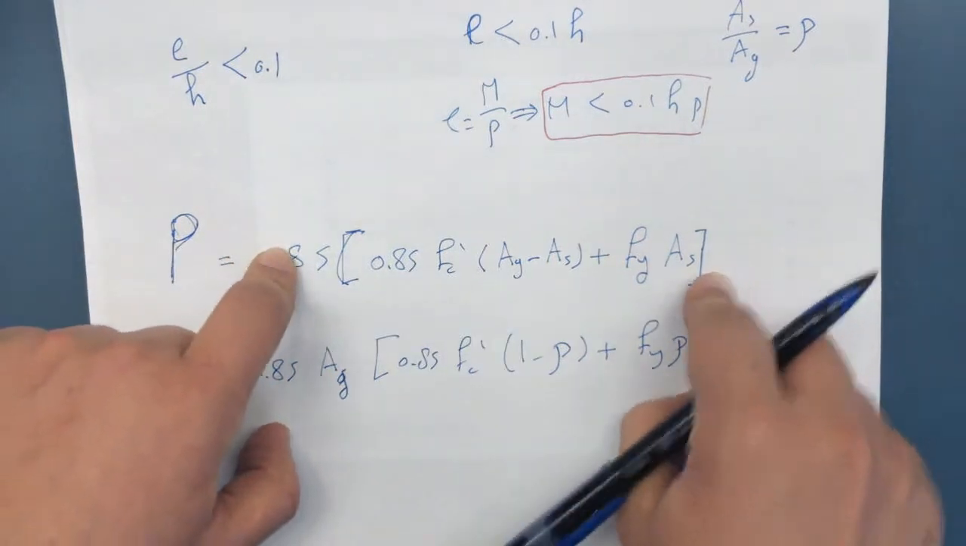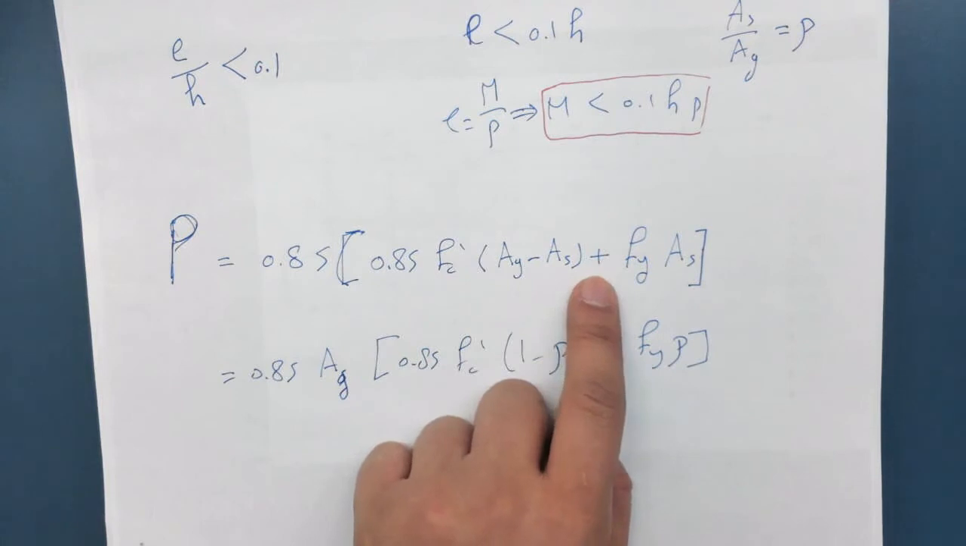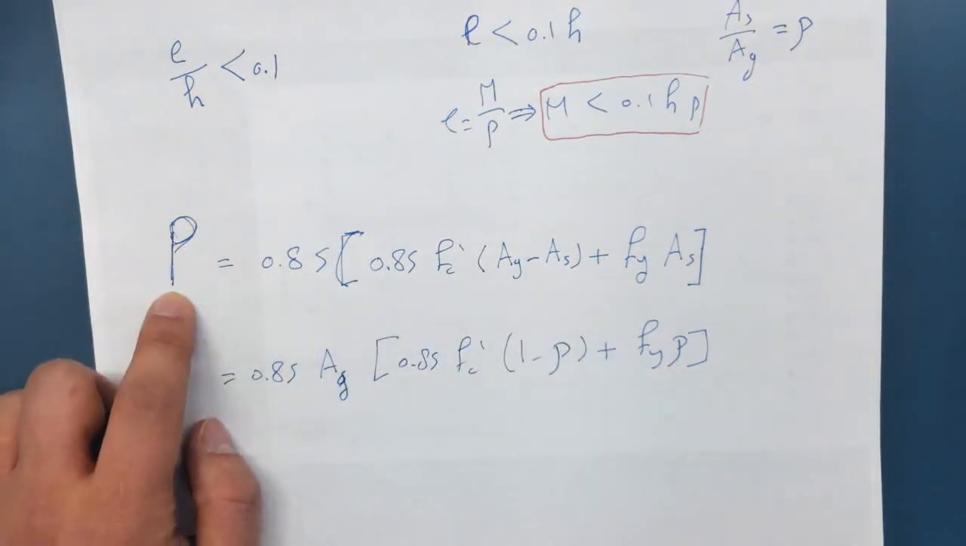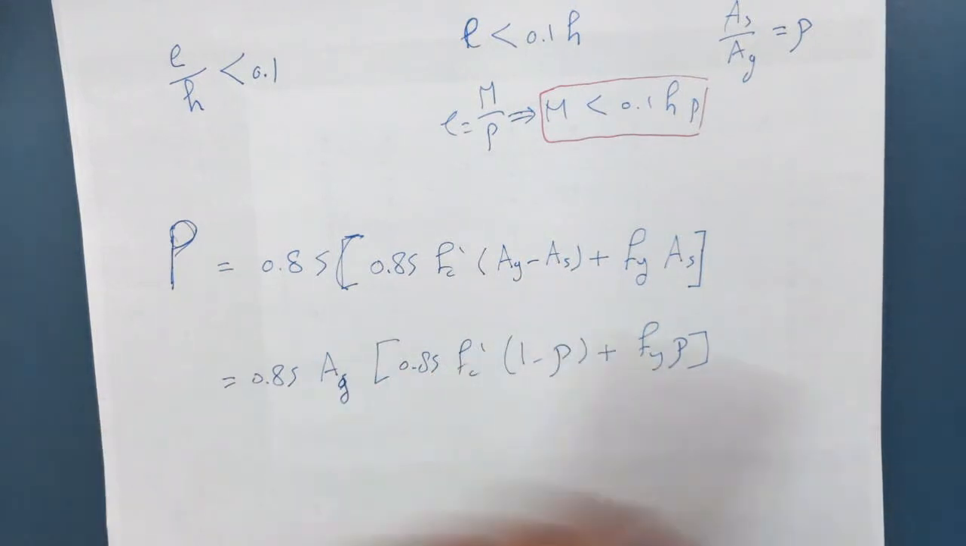Okay. What we will be given here is either the concrete section and the steel, and we are asked what is the maximum load that this section can take, or we are given the load and the concrete section and asked for the steel. So pretty much one equation, and you'll be asked for one unknown.